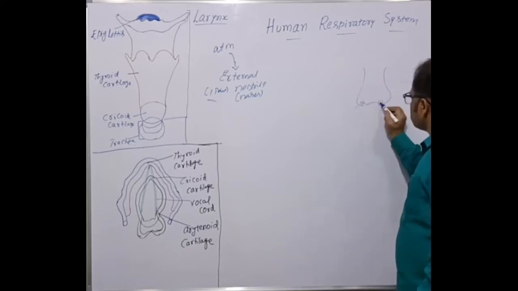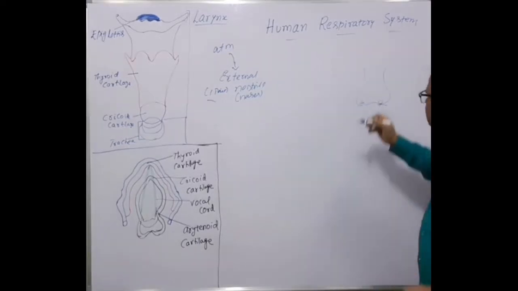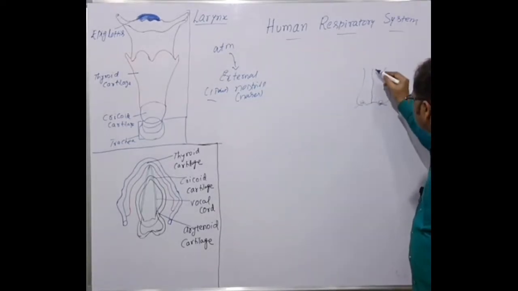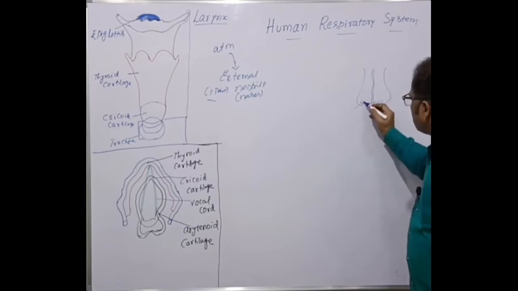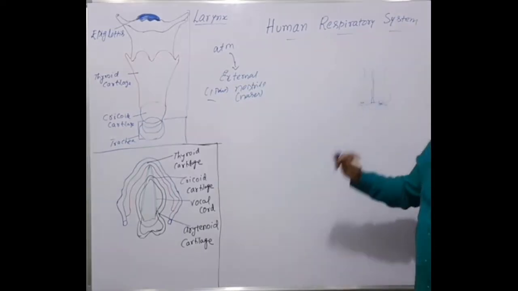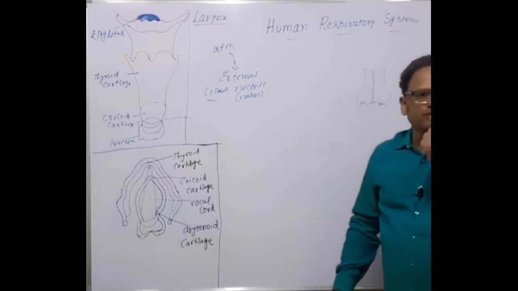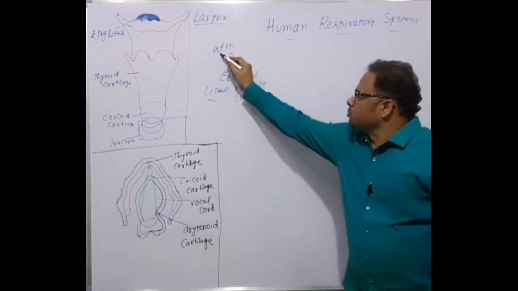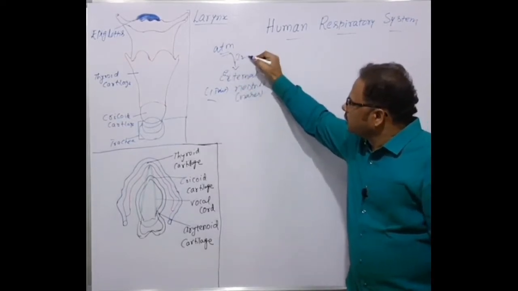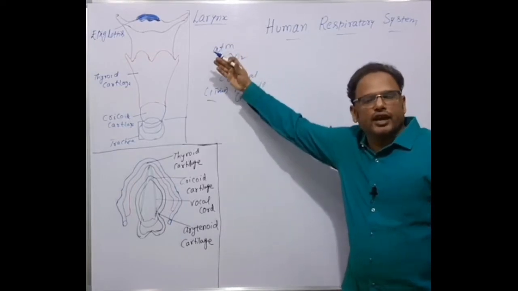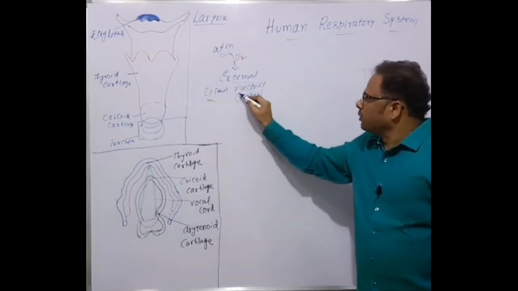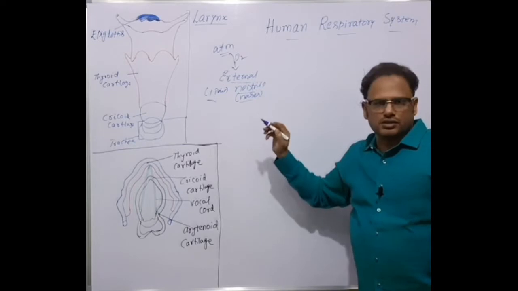Here two external nostrils are there, and this is the partition. One and two external nostrils are there, with communication with the outside atmosphere. Oxygen is inhaled and carbon dioxide is exhaled through the one pair of external nostrils, or nares.